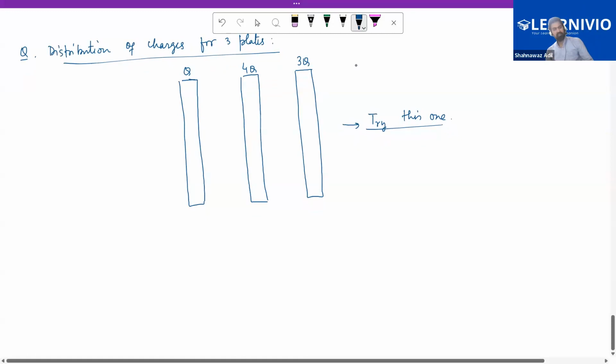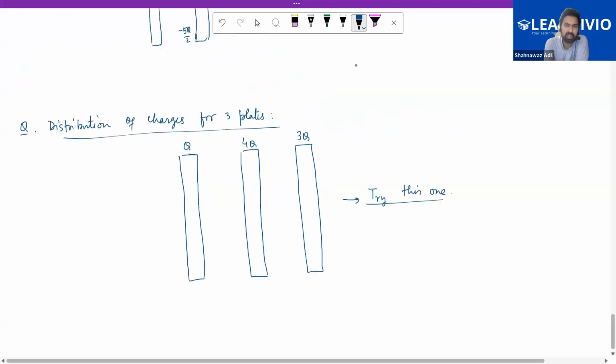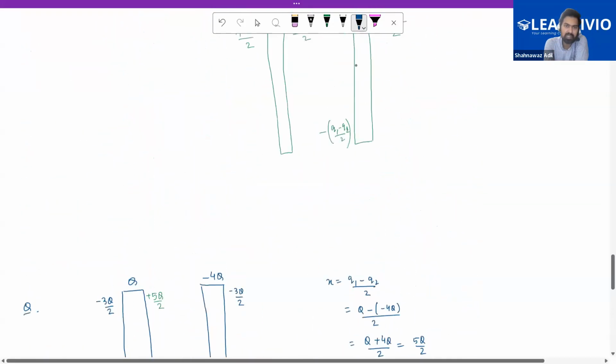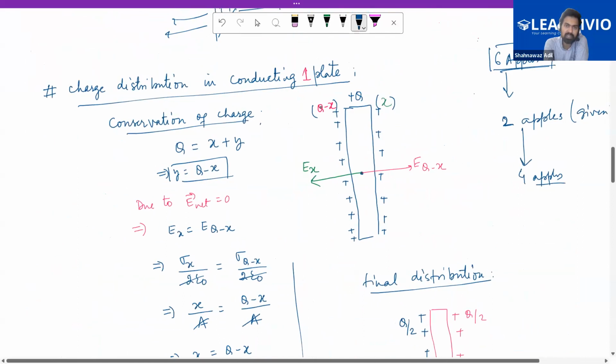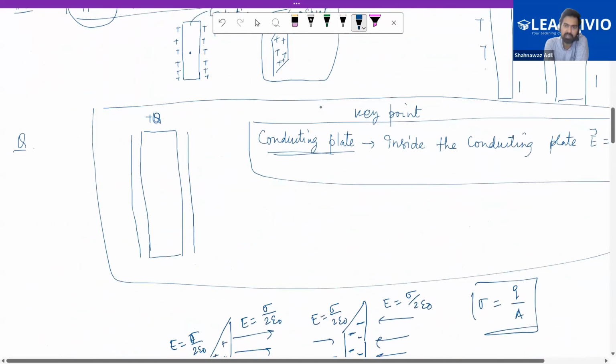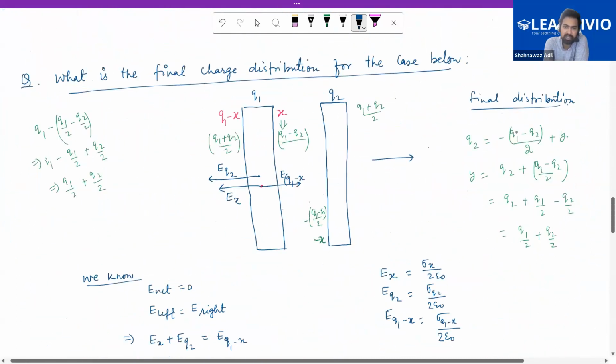So what is the idea? What is the first thing that we should do? Like we have to add all of them, like the charges of each. Where did we add these charges? We have not added any charges, right? In any of such cases, we have not added. The goal was to calculate the electric field inside. So this is the key point, right? That inside the conducting plate, electric field is 0. That is the key point.